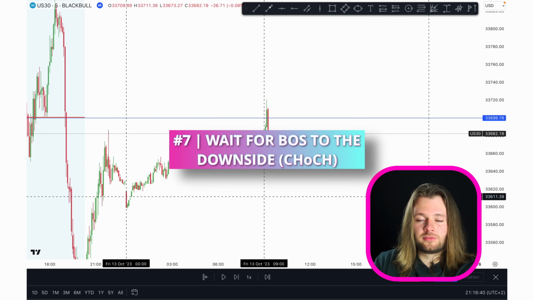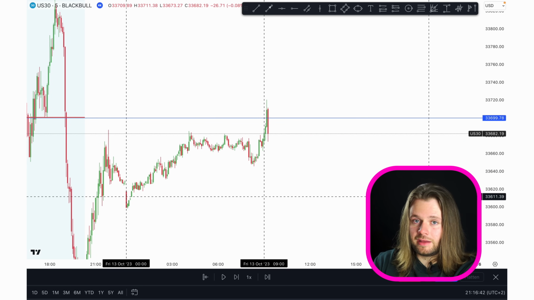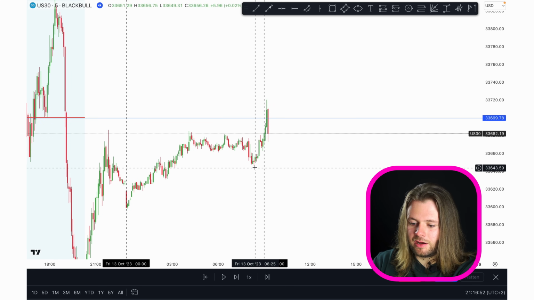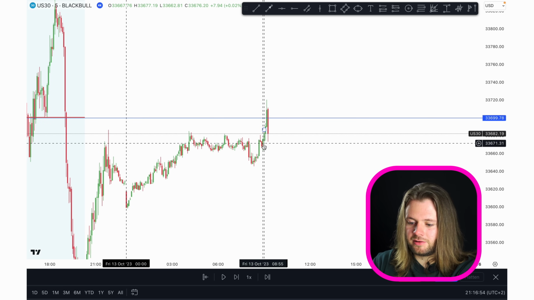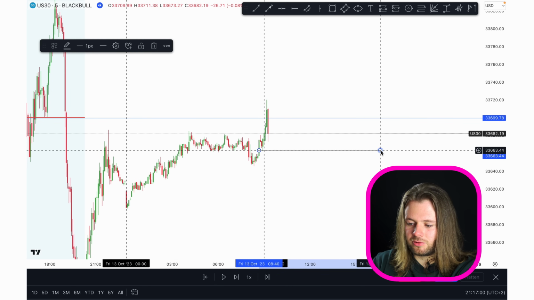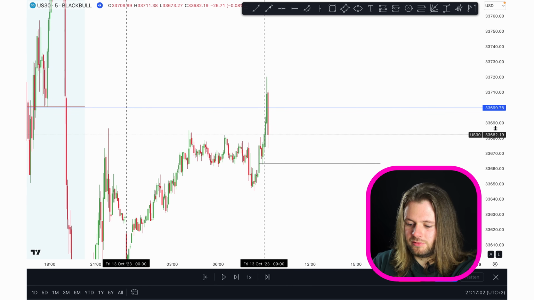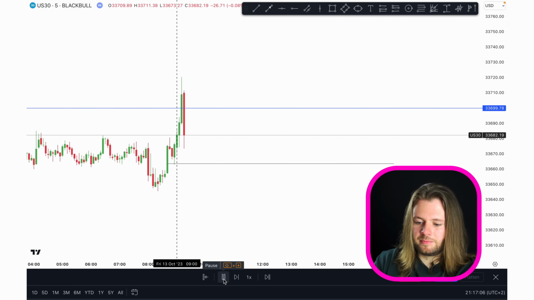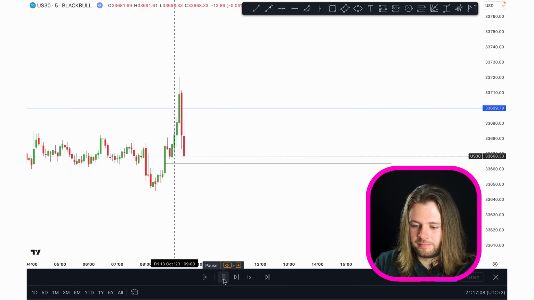Now we need to use typical market structure to identify the low we are looking for to be taken out before identifying an imbalance to the top. So we can see we had a high here, price came down, we had a break of structure, price came down, we had another break of structure. So the current low we are looking for to be taken out is right there. Just going to zoom in so we can see more clearly. Let's play out and see what happens.